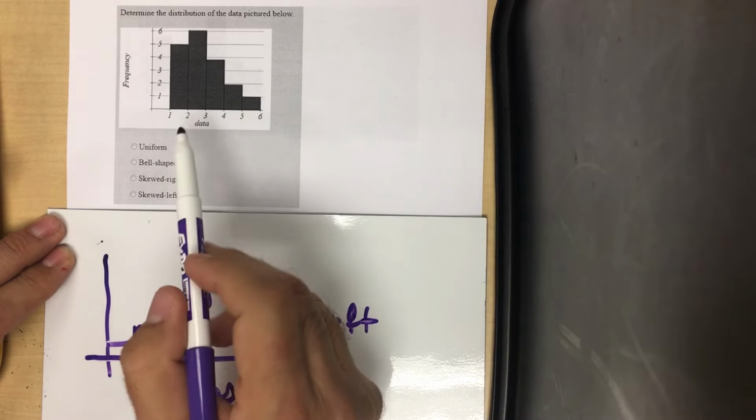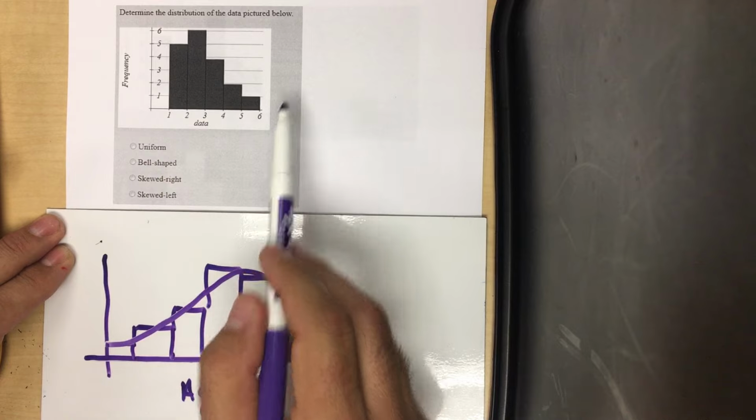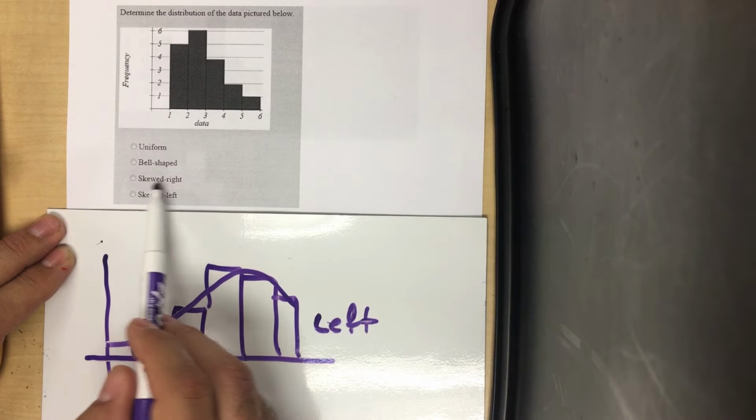So then we take a look at what we have here, and we go, well, I have this tail hanging off to the right, so therefore this must be skewed right.